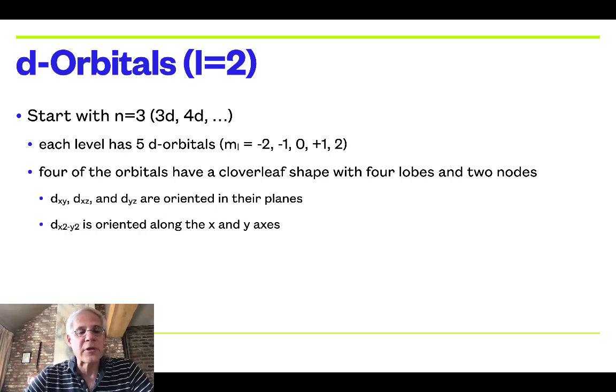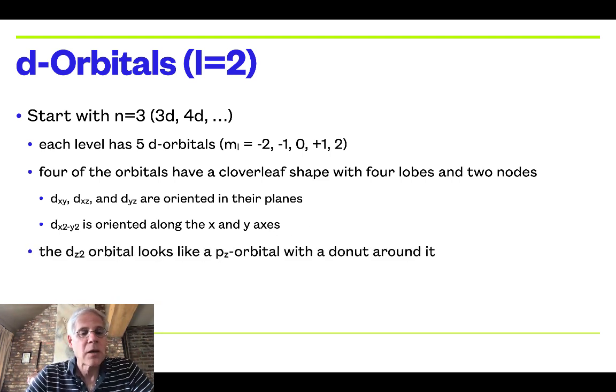The fourth cloverleaf shape is kind of a strange looking shape. Well, it's the same shape, but it has an interesting formula. We call it the dx squared minus y squared. And rather than have the lobes lie in a specific plane with the lobes between the axes, it lies in the xy plane, and its lobes are actually on the x and y axes. And we'll see pictures of that here in just a moment. And I mentioned the dz squared orbital looks like a pz orbital, so it looks like a two-lobed orbital like we have with the pz. However, this one has a donut right around the center of it.